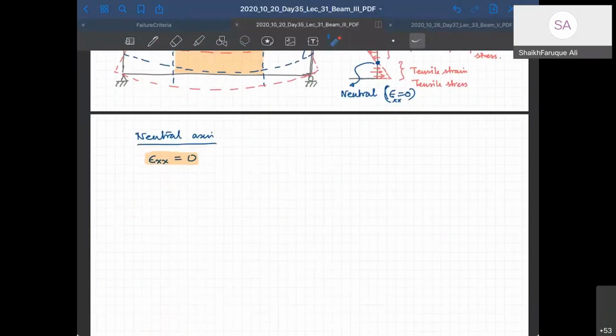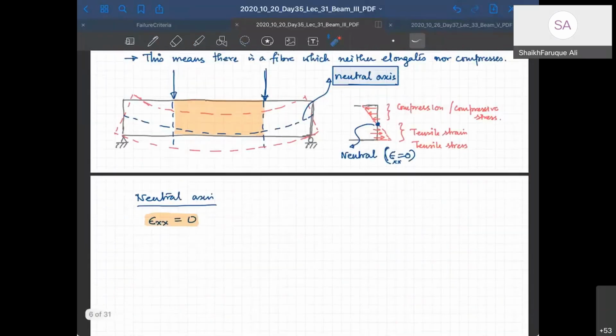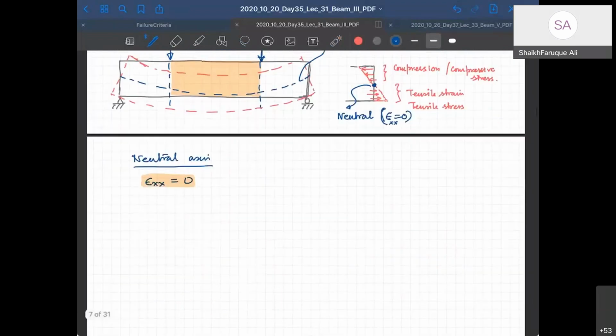Okay, so that's what happens when you load a structure. Now, why is this sigma xx? Why is this epsilon xx? Because if you see my drawing, this was, so let me write the question first.